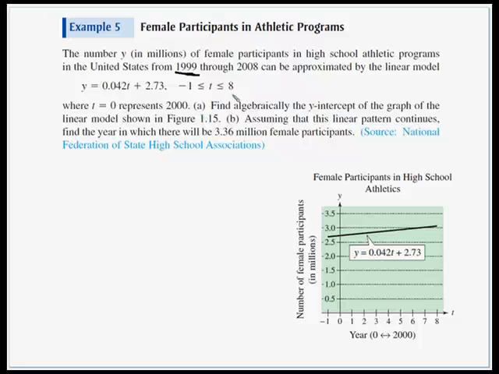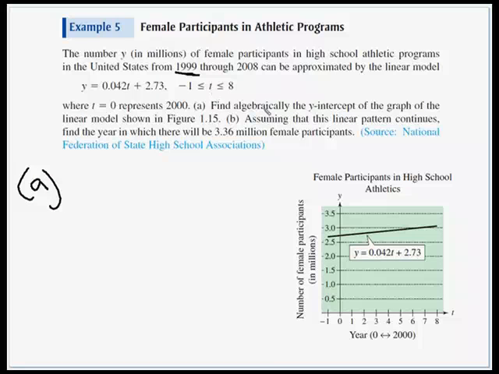For part A, they want us to find algebraically the y-intercept of the graph of the linear model shown in the figure. And B, assuming that this linear pattern continues, find the year in which there will be 3.36 million female participants. So let's see here for part A.